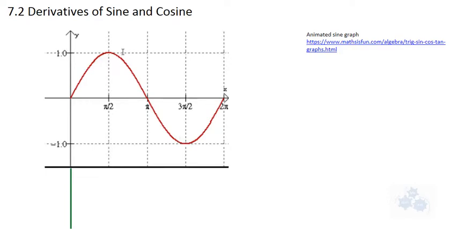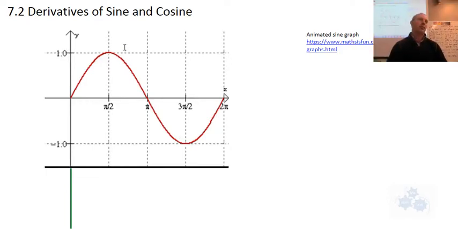All right, Calculus 30, Section 7.2. We're talking about derivatives of sine and cosine. And I've got a sine graph here.